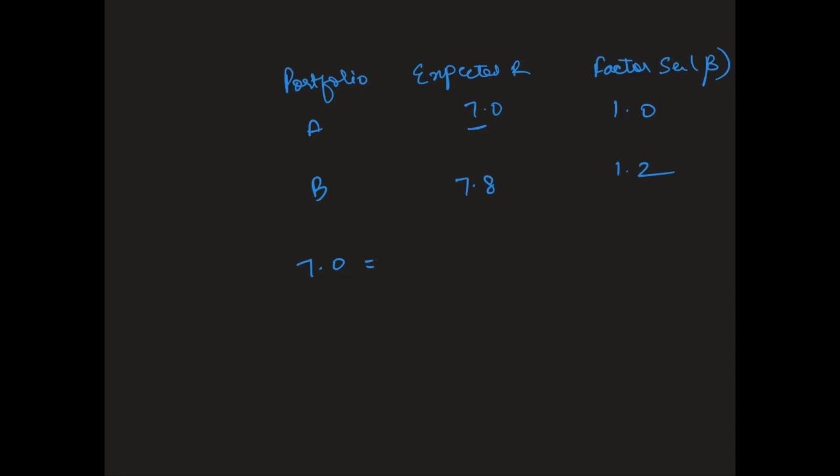I'm going to be building a very simple equation. So RFR plus 1, that's my factor sensitivity, times whatever my risk premium is. Okay, and then 7.8, the same equation for the second portfolio. This would be the factor sensitivity. The risk premium for one factor is going to be the same across any number of portfolios, because that's the risk premium. What's going to differ is the factor sensitivity.